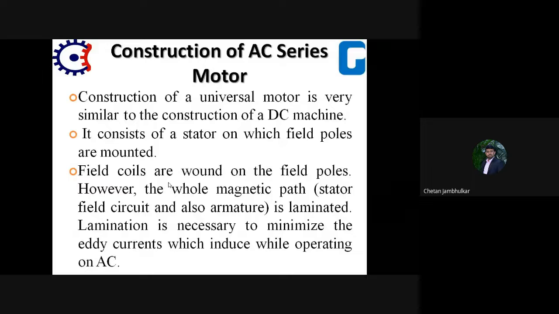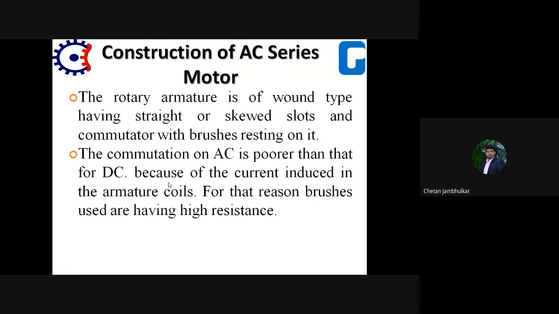So the construction of the universal or AC series motor is very similar to the construction of a DC machine. It consists of a stator on which the field poles are mounted, and the field coils are wound on the field poles, and the whole magnetic path is laminated. Lamination is necessary to minimize the eddy current losses which are induced while operating on AC voltage. And in this AC series motor the rotary armature is wound type, having straight and skew slots, and a commutator with brushes resting on it.